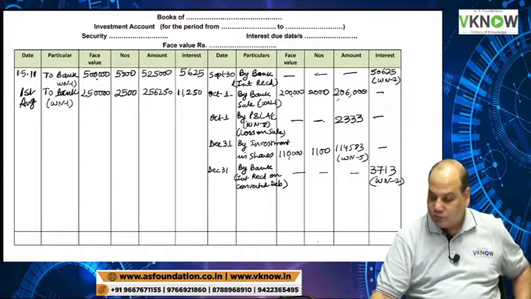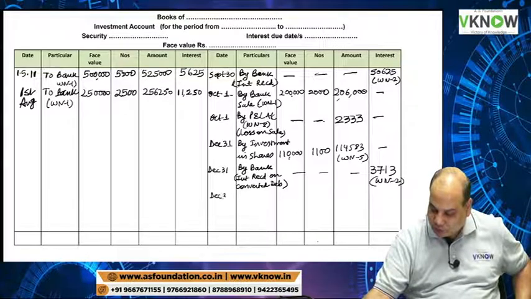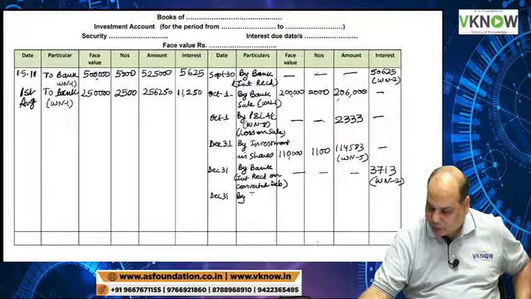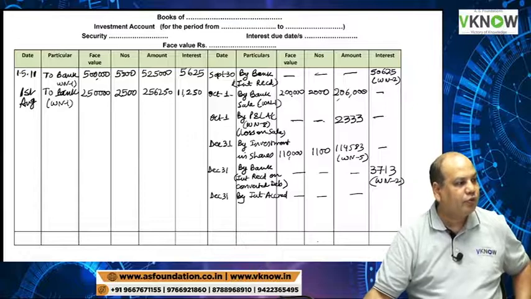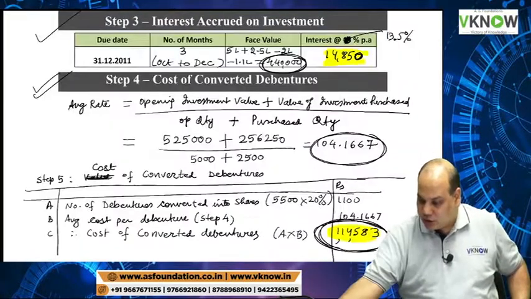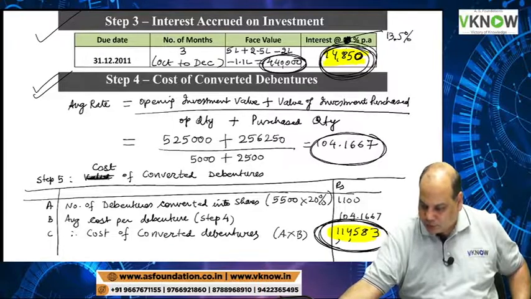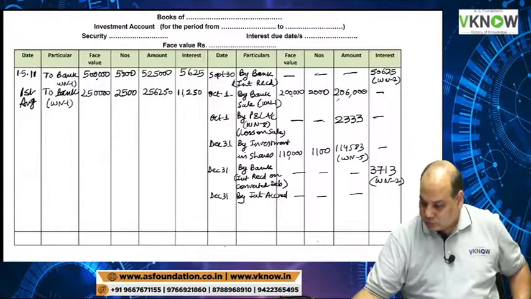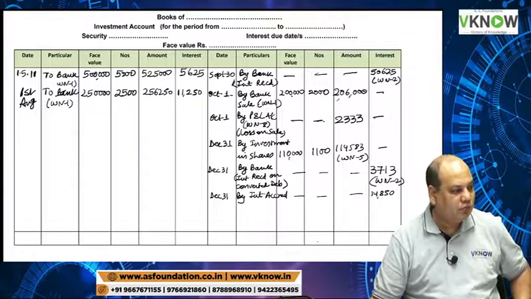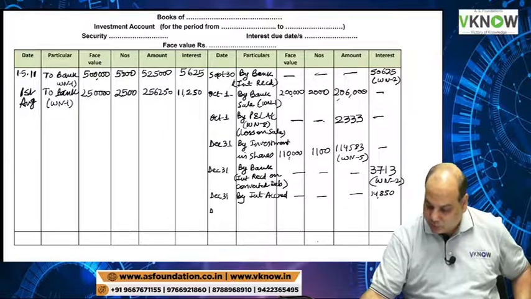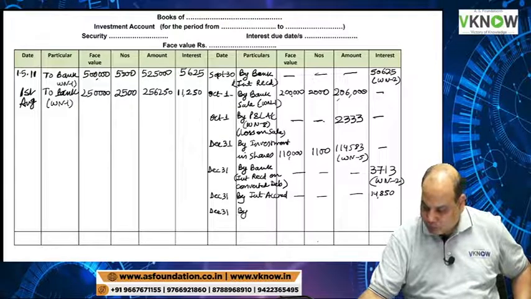And on December 31st we have to also write by interest accrued, working note 3. So please go to working note 3 on the screen at the top, interest accrued 14850. On December 31st, you have by balance carried down also.